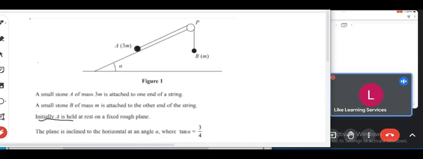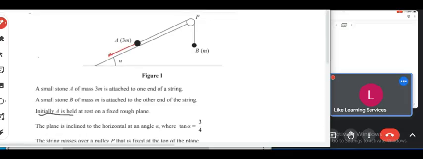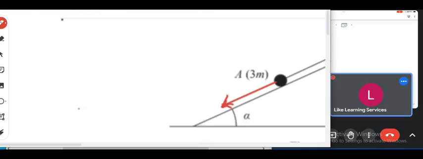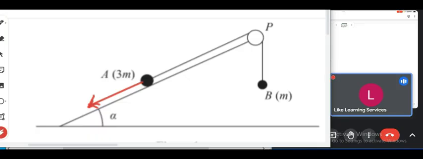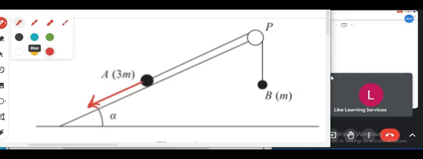So it's actually stone A that is moving down the plane, not stone B. Stone B is not going down, it's A that is dragging it. Okay? So that we determine the direction of motion. So the direction of motion is actually this way. Let me zoom in to 200%. So the direction of motion is down the plane. In what direction will frictional force act? Opposite. Up the plane. So frictional force will act up the plane.